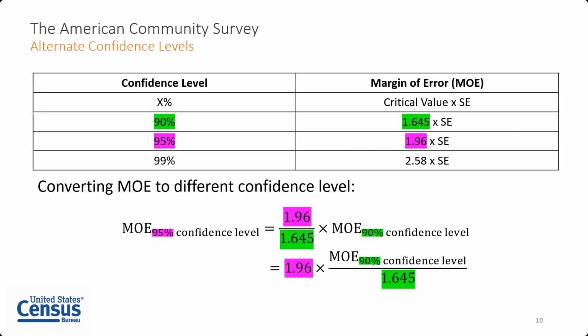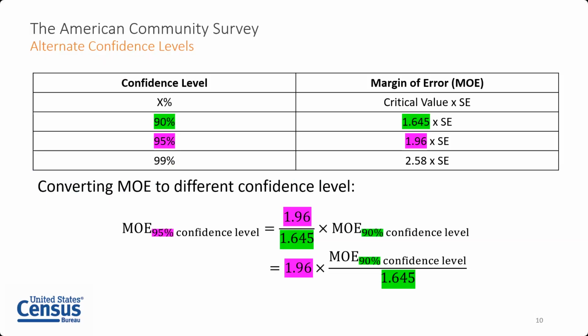Now, sometimes you may want to use a confidence level other than the 90% census standard with your ACS estimate. So for instance, you may wish to use a confidence level of 95% or 99%. Let's go over how to convert from one confidence level to another.